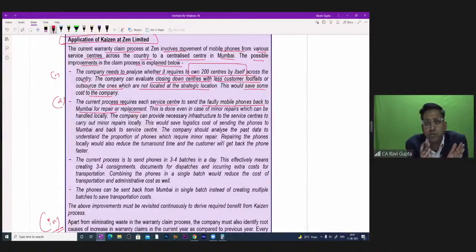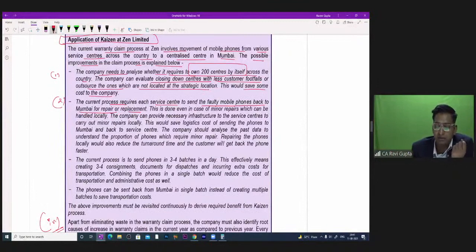Definitely the company is going to save a lot of cost, because each time the package is prepared and sent, there is a transportation cost, then it is sent to Mumbai, repaired there, and again dispatched through transportation. So there is also waiting time. The customer has to wait for that period. So definitely if that could be done on the same day, it will delight the customer. We can improve the customer satisfaction through this.